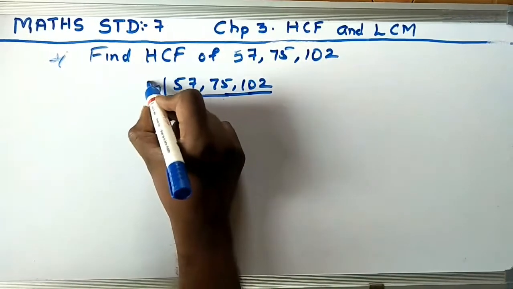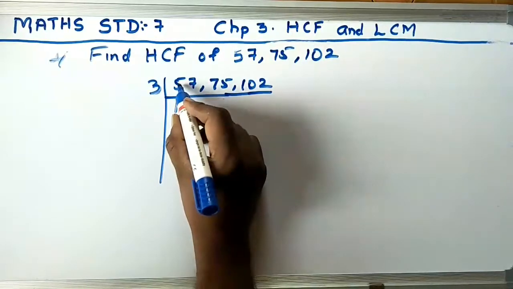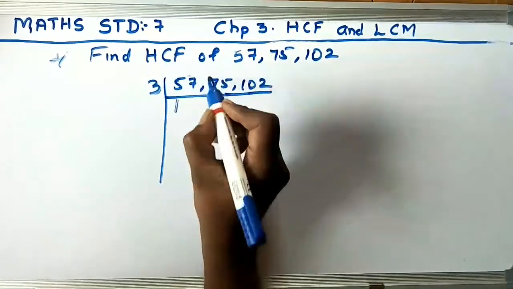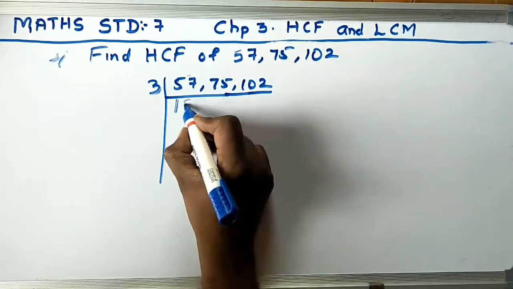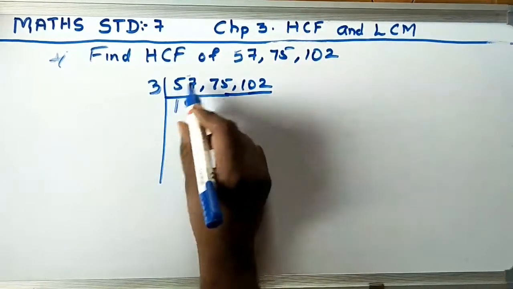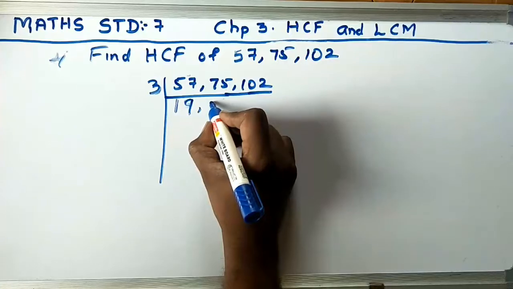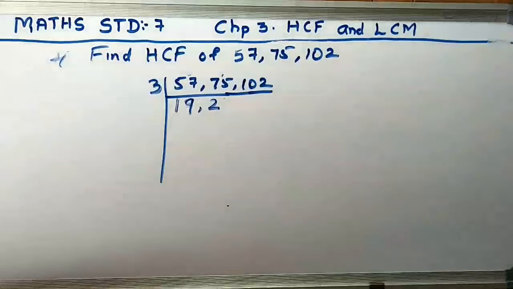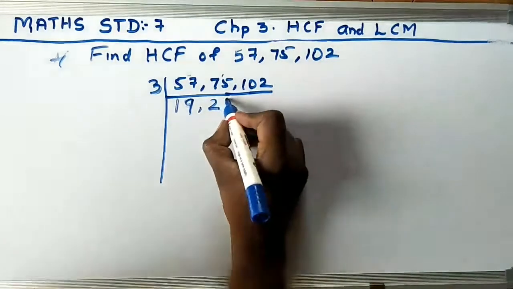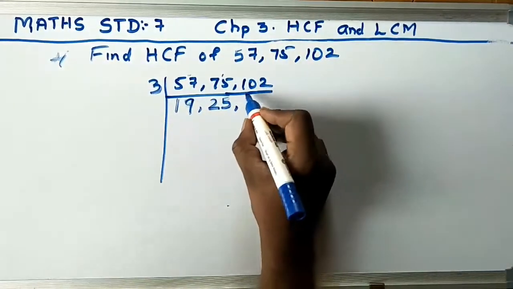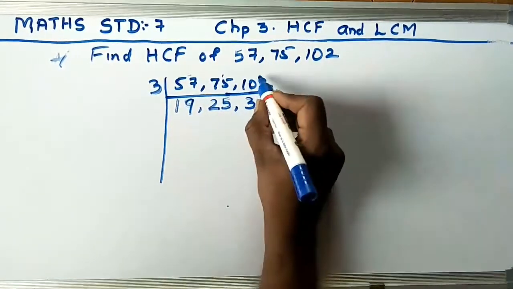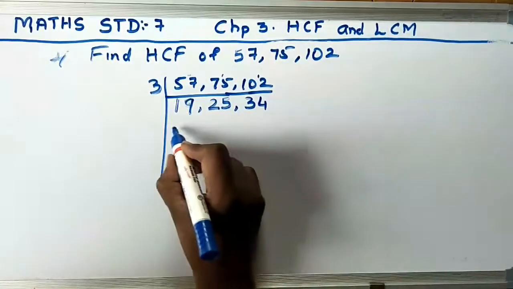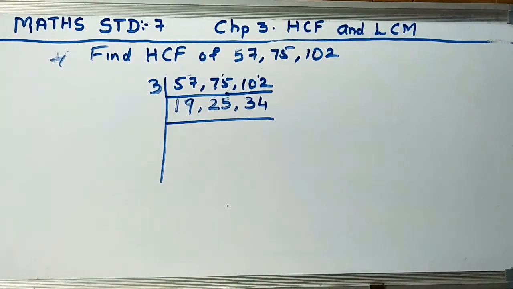So I will take 3 here. 3 ones are 3. 3 fives are 15, 2 is remaining. 2 carry, 27. 9 3s are 27. 75: 3 twos are 6, 1 carry, so 15. 15 goes how many times? 5 times. Very good. Then 102: 3 3s are 9, 1 carry. 3 4s are 12. Now our numbers are 19, 25 and 34.